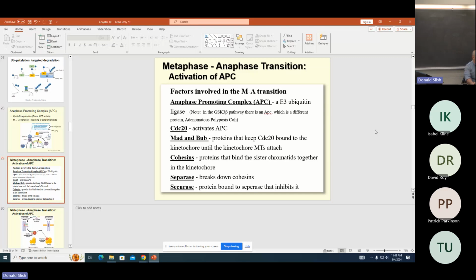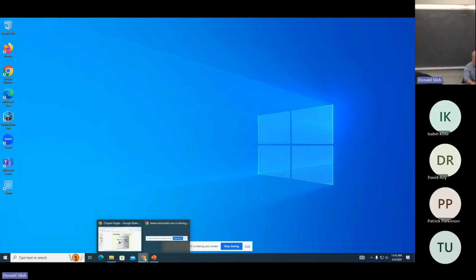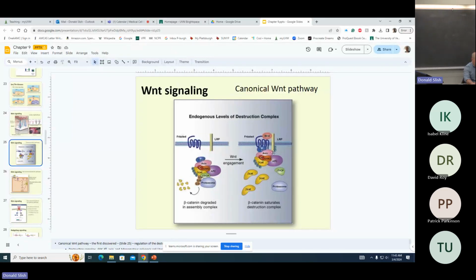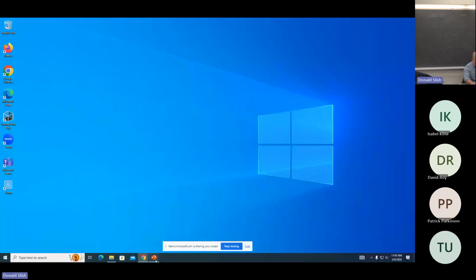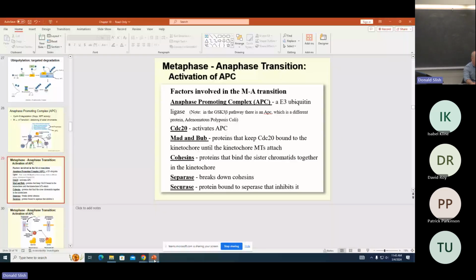how they work. So APC is a big complex, a lot of proteins involved here. It's a ubiquitin ligase, an E3 ubiquitin ligase. Now, don't get confused with APC from the GSK3 beta pathway, right? Here's APC here, that's a totally different protein. That's called APC because it's Adenomatous Polyposis Coli. It's commonly mutated in colon cancer. This is totally different. This is anaphase promoting complex.